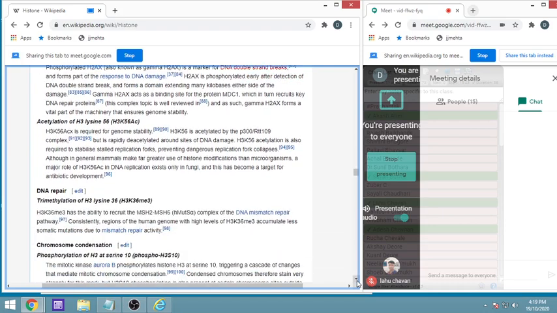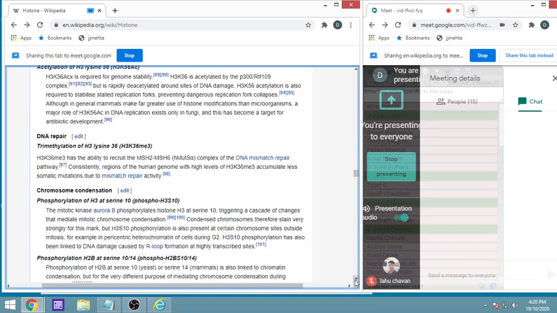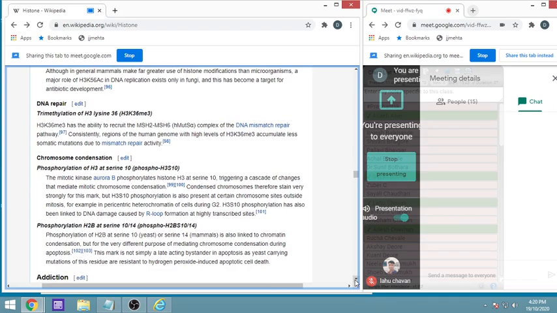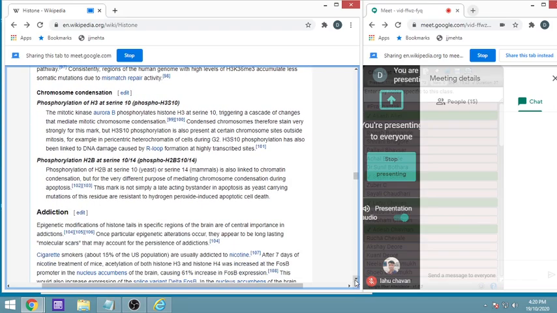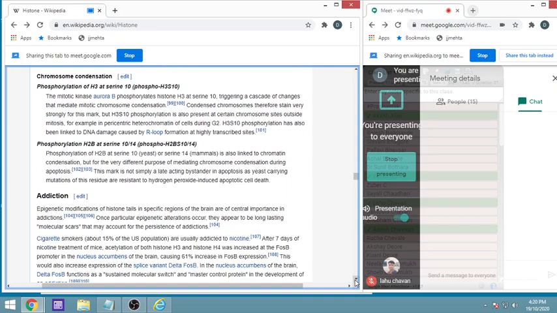Then it is playing an important role in DNA repair. An example of this is trimethylation of H3 lysine 36, so H3K36me3. You might have seen this, it is a very prominent one that we have seen at many places. Then next, even this H3K36 and 56, they are quite important. Overall lysine is important in that. Then, as I told you, DNA repair. Then next, they are important in chromosome condensation. Then some of these are found in addiction. They are responsible for addiction.